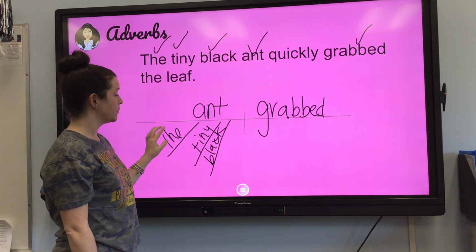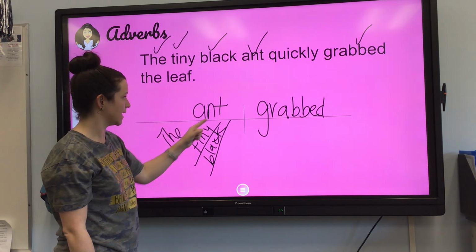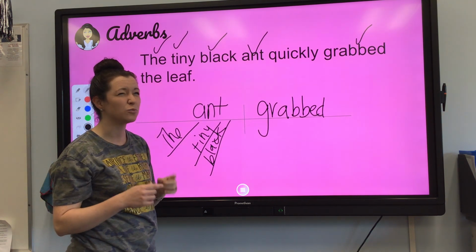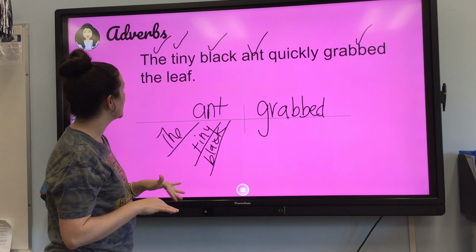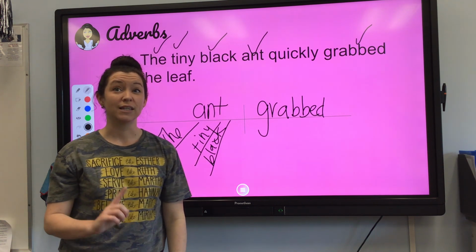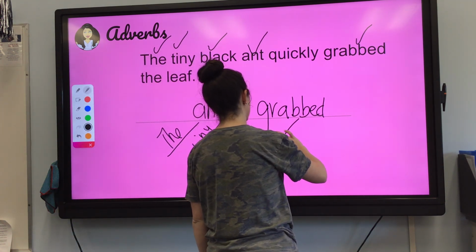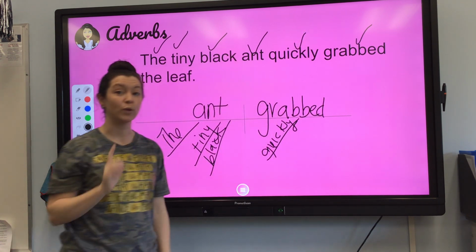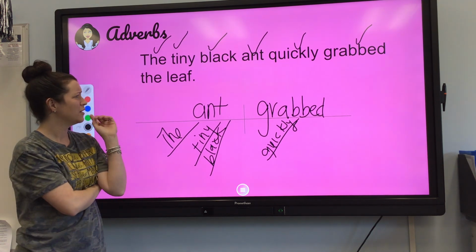This is an article adjective. It's a definite article adjective. This ant, no, the ant. What kind of ant? It's tiny and it's black. So those little ants that get you when you're not watching carefully. And now grabbed, of course, is your simple predicate. And now we've got quickly. Quickly is describing grabbed. It's an ly adverb. How did this ant grab the leaf? Well, he grabbed it quickly. Ly adverb. Now, you're like, where does the go?